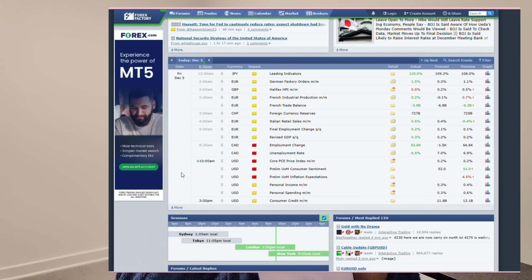The next red folder news is going to be at 10 a.m. So we want to avoid the charts at 10 a.m. And then there's 3 folders.